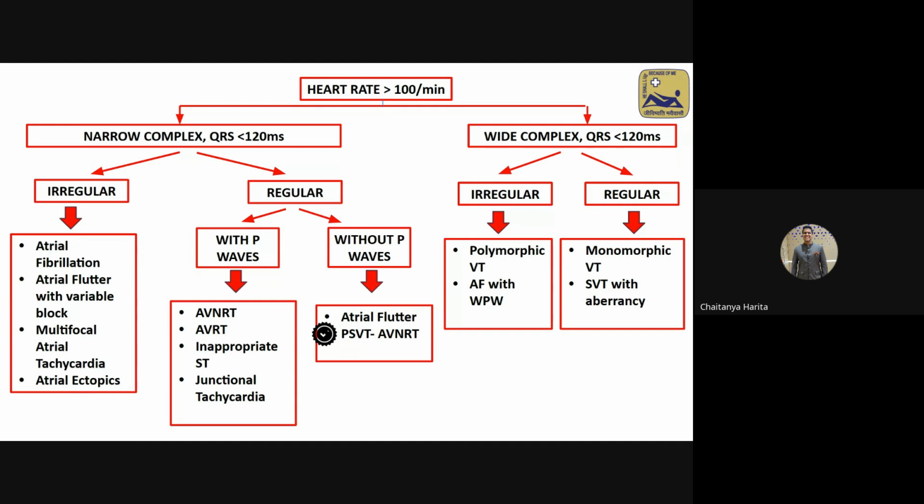Because PSVT generally means paroxysmal supraventricular tachycardia. It doesn't tell you what the ECG pathology is. It's the clinical condition. So you have various types of AVNRT. The most common is this.